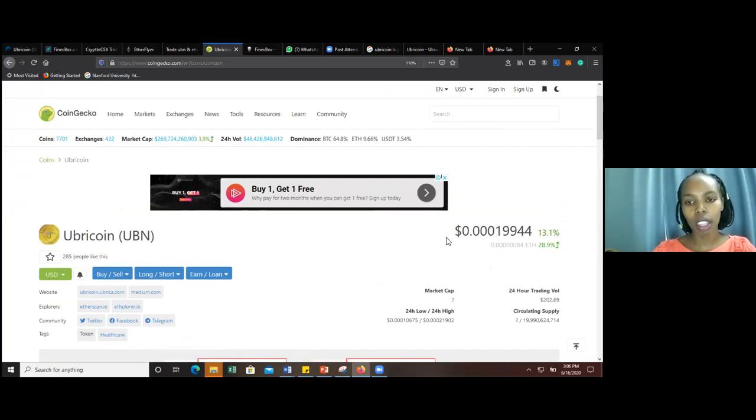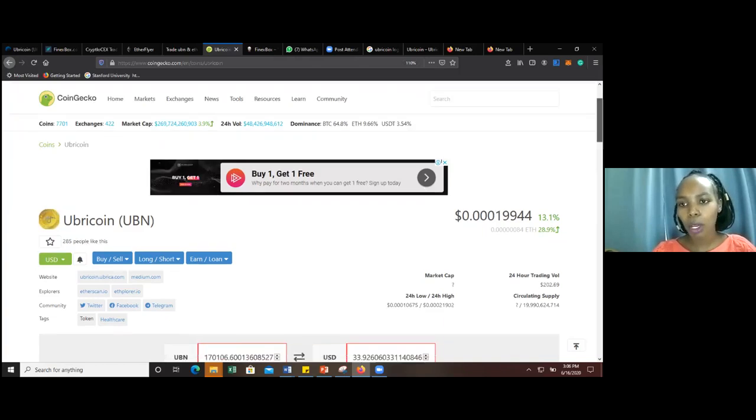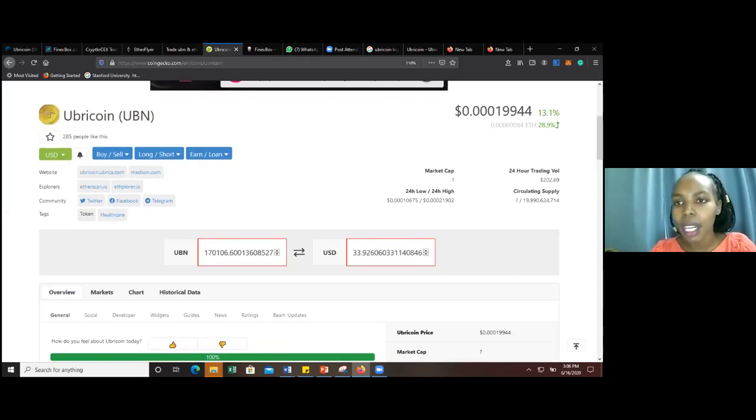And you can see today the price of Ubricoin is $0.000199944. That is the price of Ubricoin. One Ubricoin goes for $0.000199944, and that is a 13.1% increase. And this increase is compared from the last time they checked the prices in the market. So it is a 13.1% increase in price. And you can also see below here we have the price in ETH, and the price in ETH is 0.0000084 ETH. So one Ubricoin is going for 0.0000084 ETH, and that is a 28.9% increase in price in ETH.